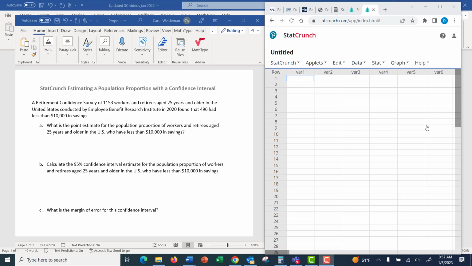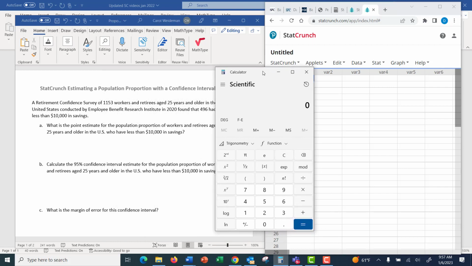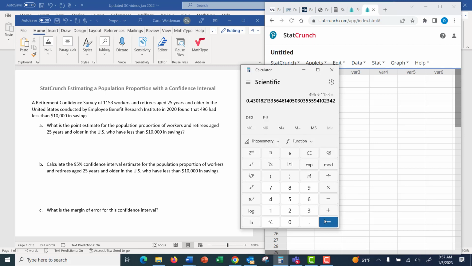Now, when you use StatCrunch to find the confidence interval, it would also give you the point estimate, but I'm going to show you on a calculator here on the computer how to do that. So in order to find the point estimate, if they give you the number of quote-unquote successes in the sample, in this case it's 496, and you divide that by the total number of people in the survey, in this case 1153, we find the point estimate here is about 0.43. If we multiply that by 100, we want it as a percent, it would be about 43%.